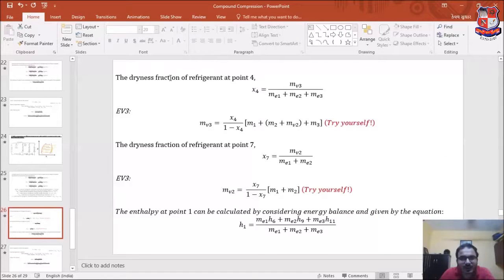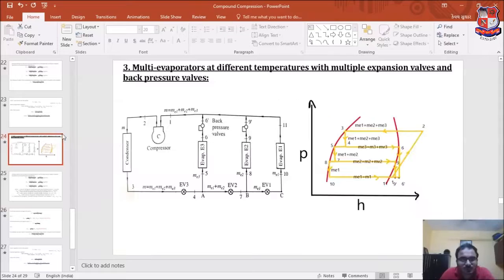First is dryness fraction at point number 4. So if you see at point number 4, we are having some vapor which is generated, MV3. MV3 is the vapor which is generated at EV3. So here the dryness fraction is given by MV3 divided by the total mass, that is Me1 plus Me2 plus Me3, as the dryness fraction was defined as the quantity of vapor divided by total mass.